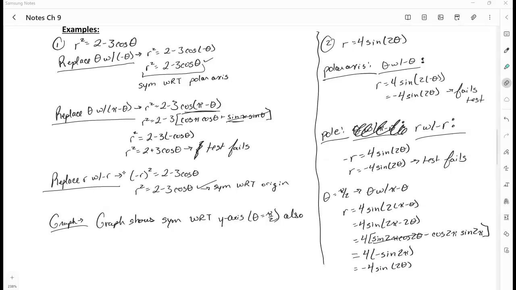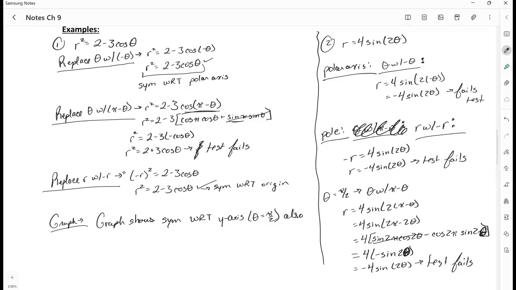Erasure is not working for some reason. This is going to be a theta right here. Okay, but that's not the same thing that we started with up here. So the test fails.